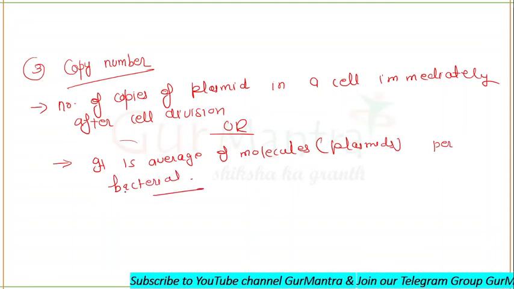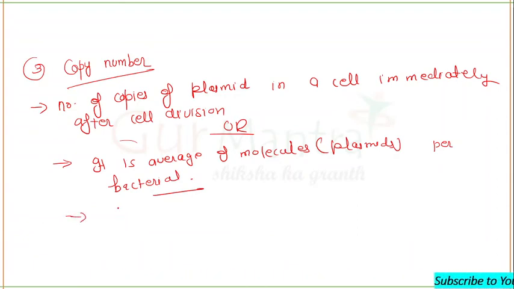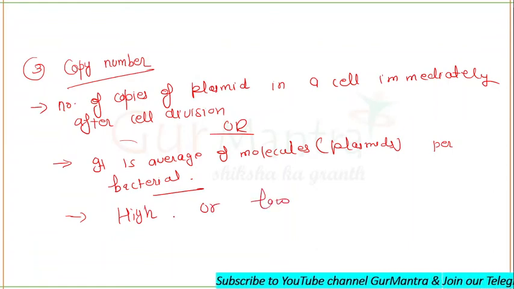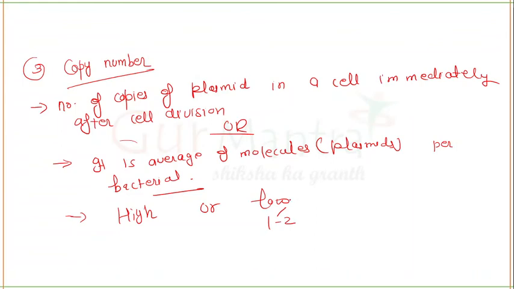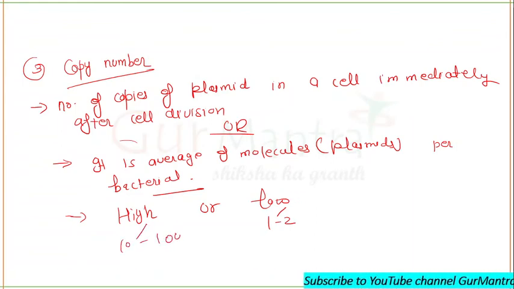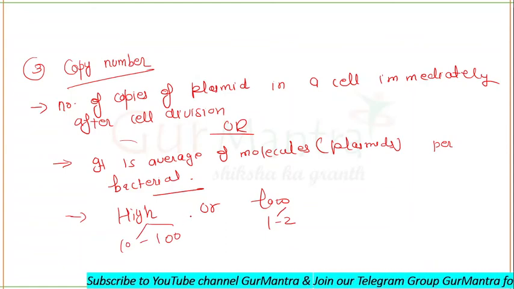Fine. So copy number can be high or low. When there are only 1 to 2 copies of the plasmid present, this is what we call low copy number. When there are about 10 to 100 copies present, this is what we call high copy number.